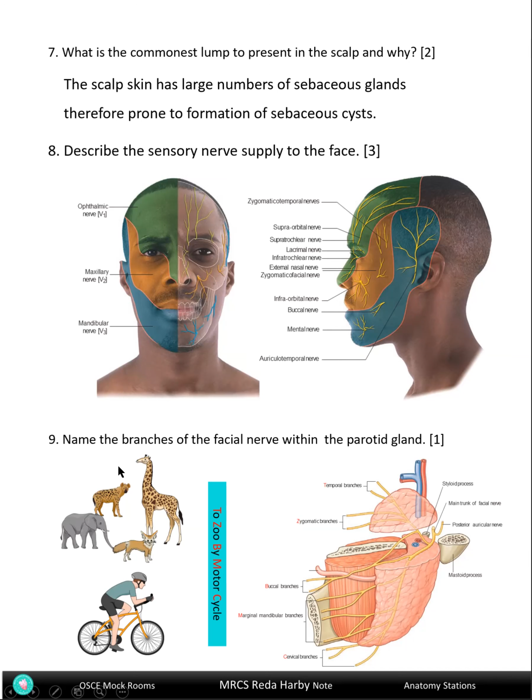Okay. Starting from above downwards. Yes, excellent. There will be the temporal. Yes. Zygomatic. Yes. Buccal. Yes. Marginal mandibular. And the cervical. So: "two zoo by motorcycle": temporal, zygomatic, buccal, marginal mandibular, and cervical.